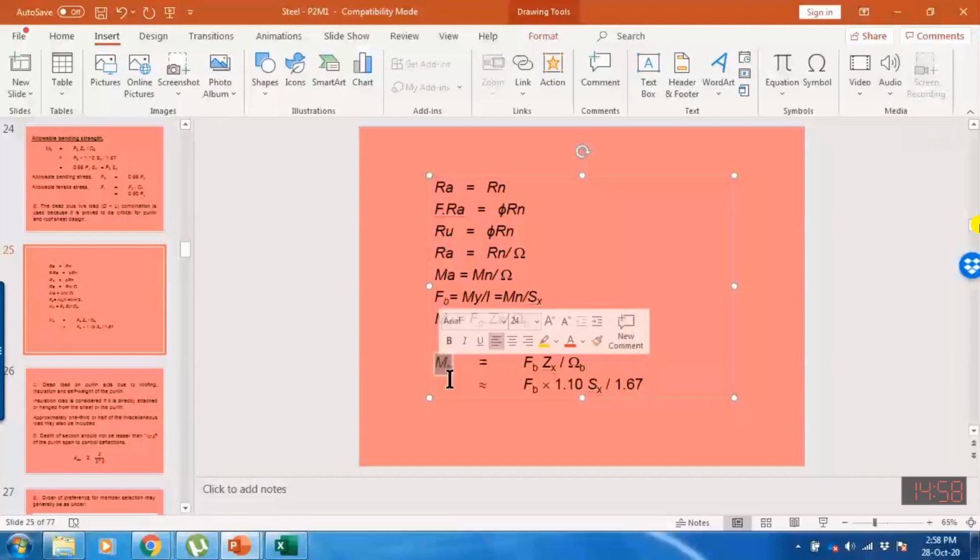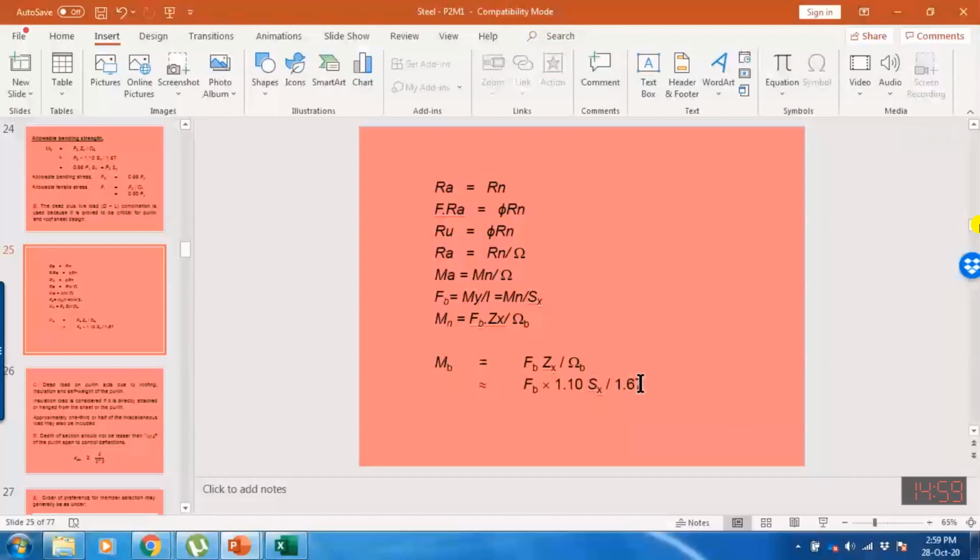So you can write also A. So A is due to service load. In order to compute this bending moment, we haven't multiplied the applied load with any factor of safety. Fb is the material strength. So what we can do, we can further modify this equation. 1.67 is the factor of safety in ASD, which you already know.